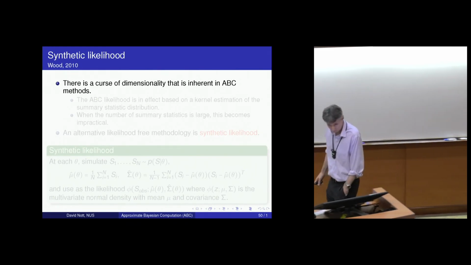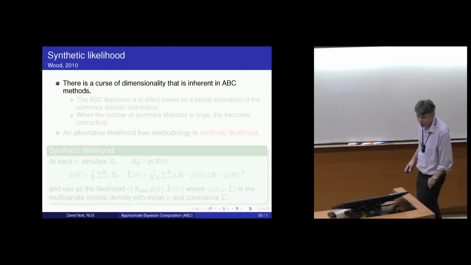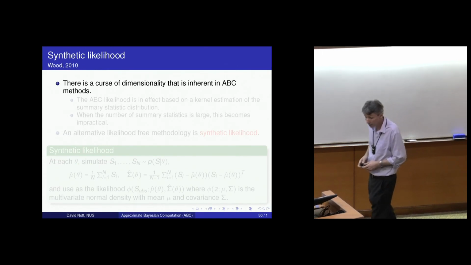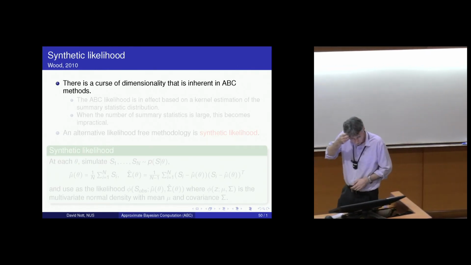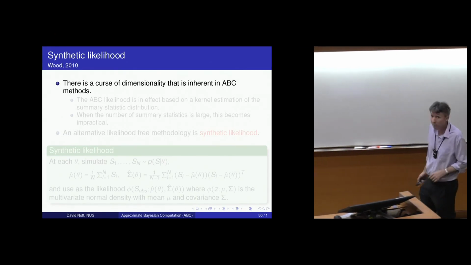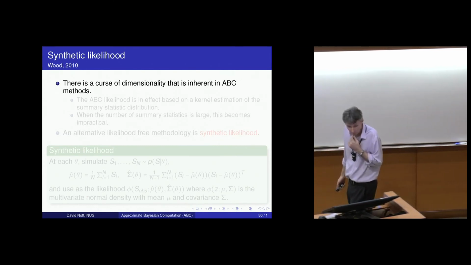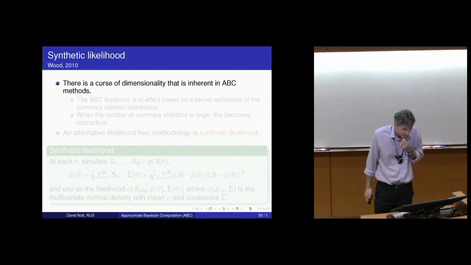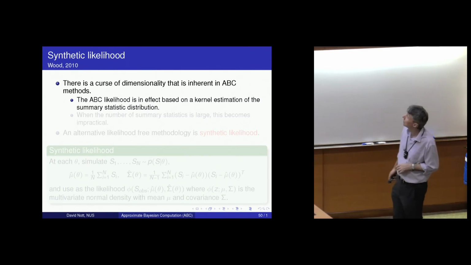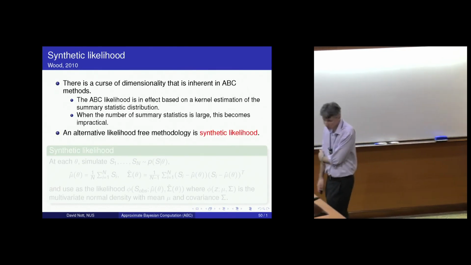Now, I've talked a bit about synthetic likelihood earlier, because I talked about some examples from Simon Wood's paper. I want to talk about synthetic likelihood now as an alternative to ABC methods. We've seen that there's a curse of dimensionality inherent in ABC methods. You can't really deal with summary statistics that are too high-dimensional. That also means that you can't deal with models where you have a high-dimensional parameter. And the ABC likelihood is effectively based on some sort of kernel estimation of the summary statistic distribution, and that becomes impractical in high dimensions.